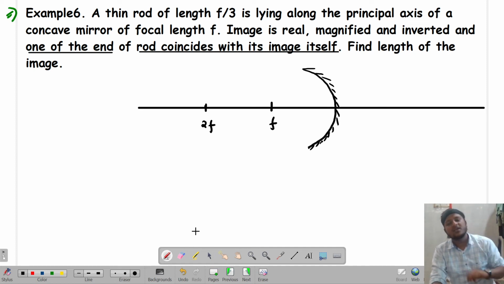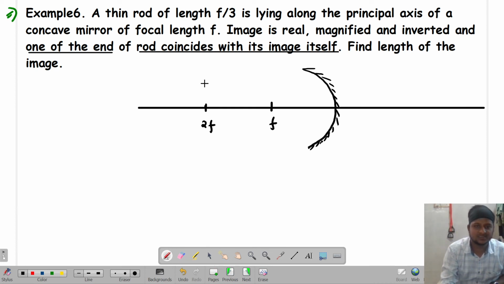When the object distance coincides with the image distance, it happens only in one case, when the object is placed at the center of curvature. I get the image itself at the center of curvature. Got it or not? So that means one end of the rod is at the center of curvature. Yes or no? So I placed my rod over here.